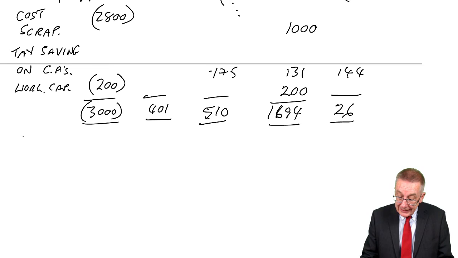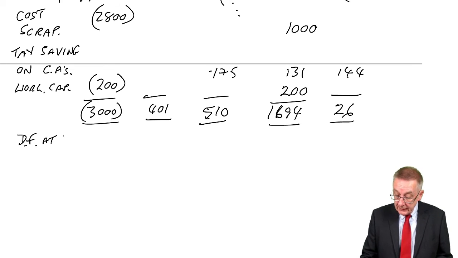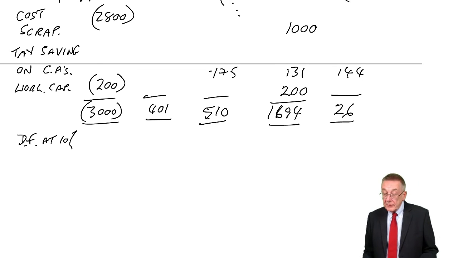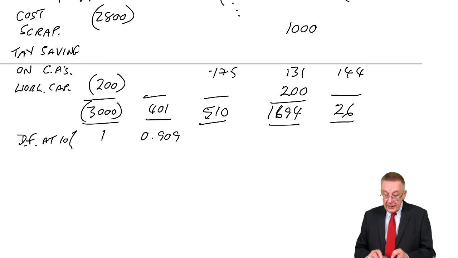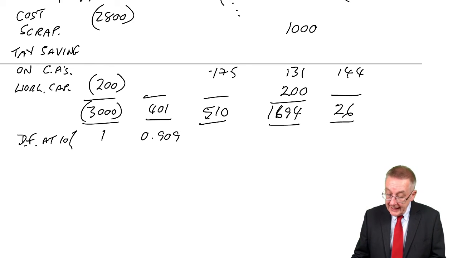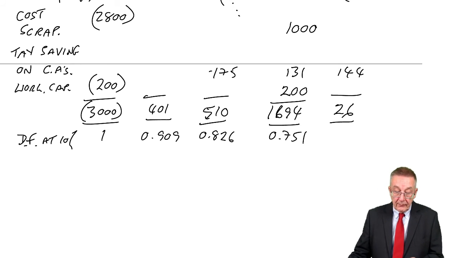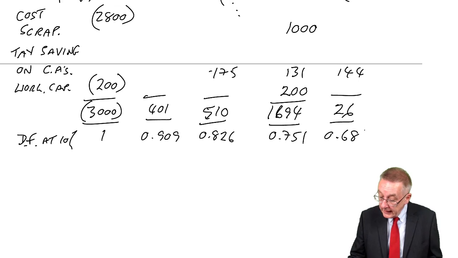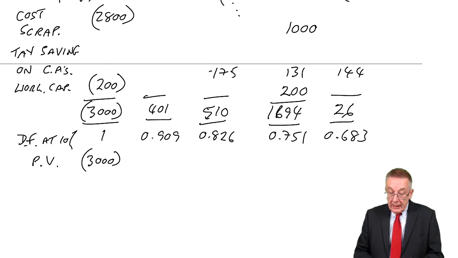Finally, though, let's discount. What's the discount rate? Cost of capital is 10%. And so from the tables, 1 year, 0.909, 2 years, 0.826, 3 years, 0.751, and finally 4 years, 0.683. So the present values, sorry, it won't take a minute.